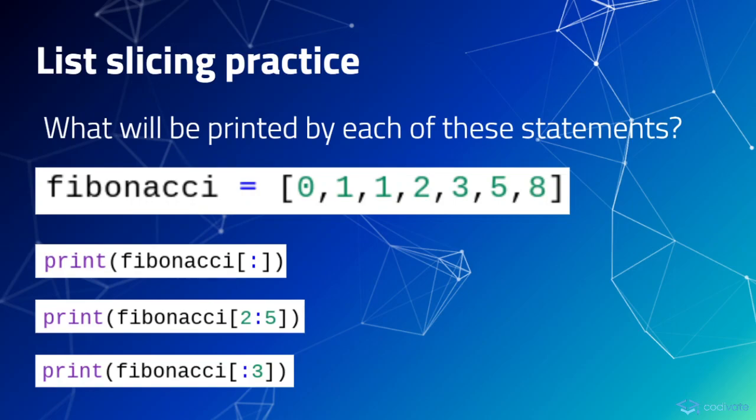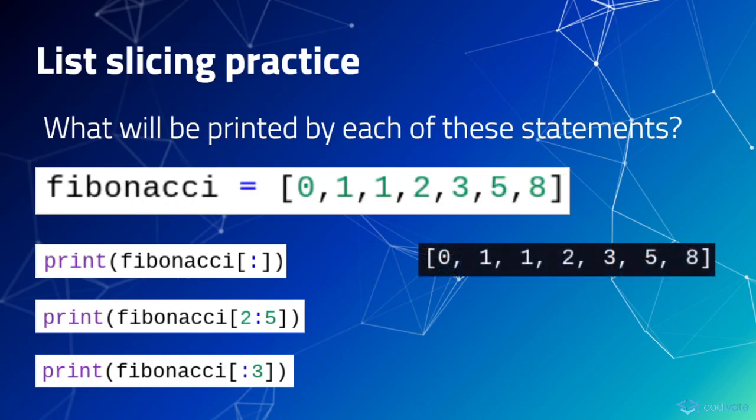Alright, let's go over the answers. For the first one, since all of the parameters are left blank, the start index is assumed to be the start of the list, and the end index is assumed to be the end of the list. So the entire list is printed out. Obviously, this is not the best way to print the whole list. We could just print Fibonacci and we could get the same result.